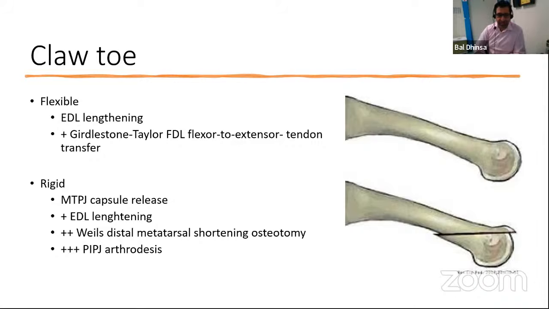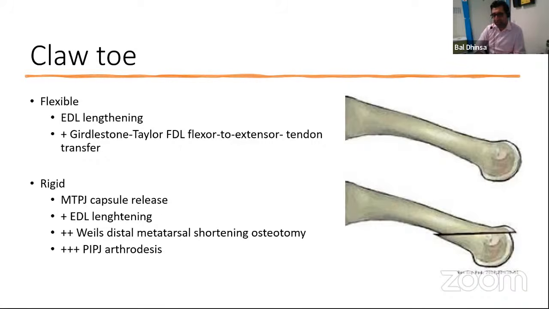If it's more rigid in nature, certainly you start more proximal and then move distally with regards to the deformity. So as I said, it all hinges on the metatarsophalangeal joint. So you should do a metatarsophalangeal joint capsular release and try and get this joint to sit down into neutral. You then can consider extensor digitorum longus lengthening to try and once again get the hyperextension of the proximal phalanx to reduce and get to neutral. If this doesn't correct the deformity, then you can add in a Weil's distal metatarsal shortening osteotomy, which you can see in the picture here.